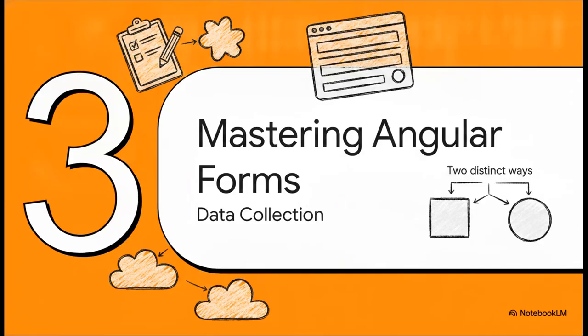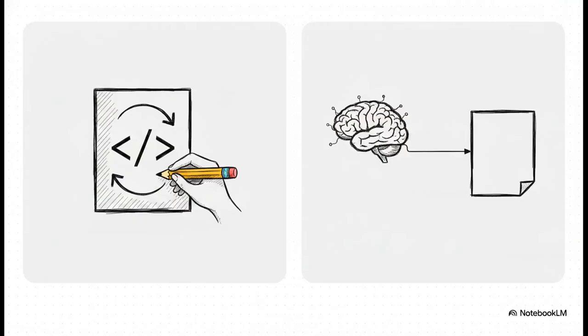Moving right along, Pillar 3, mastering Angular forms. Getting data from users is pretty much the most critical part of any web app, right? And Angular gives us 2 main ways to handle it: template-driven forms and reactive forms. Template-driven relies on directives like ngModel right there in your HTML. Reactive forms, however, use explicit models that you create programmatically inside the component class. So the crucial point is that reactive forms give you way more control and testability, simply because your logic lives in TypeScript, not hiding in your HTML.